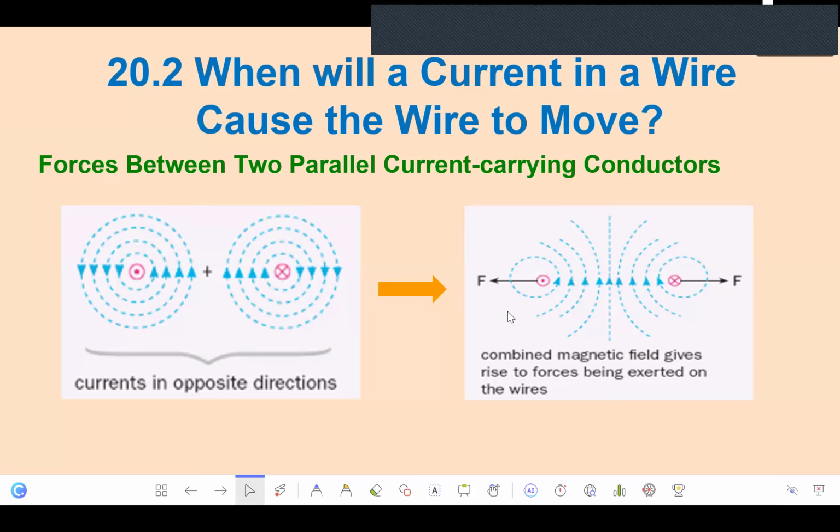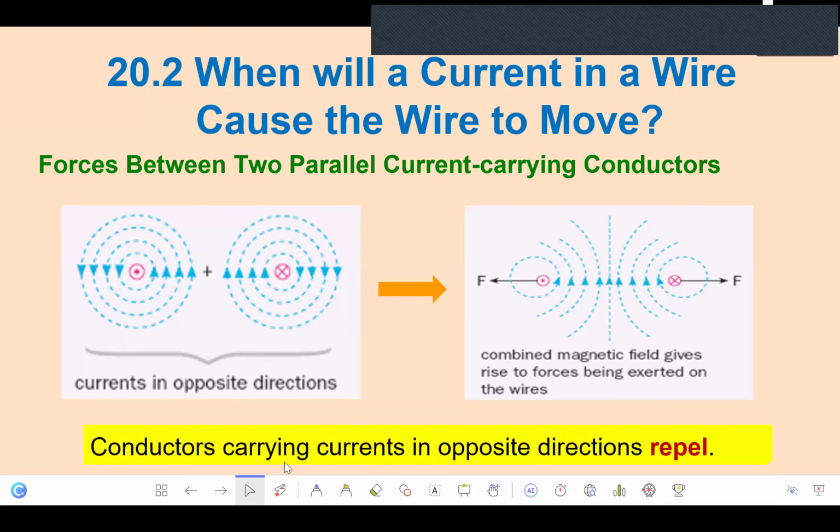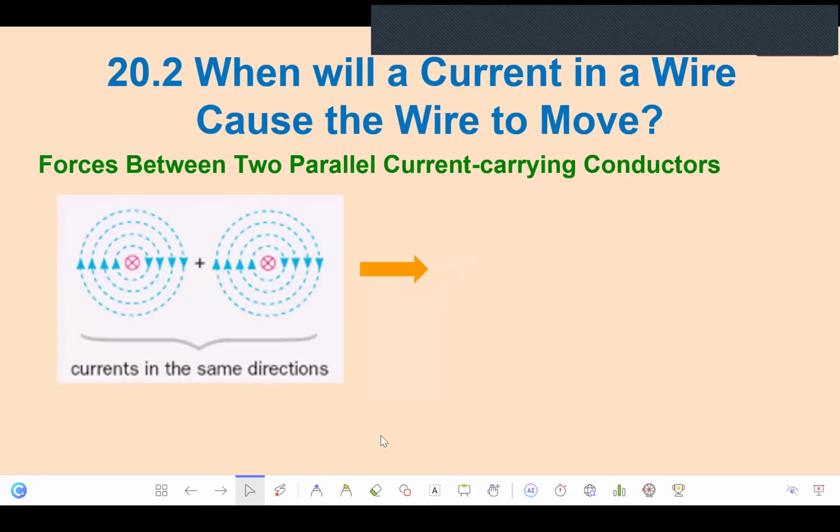Okay, you need to roughly know the magnetic field pattern will look something like this. Okay, so conductors carrying current in opposite directions will always repel each other. They don't like the opposite gender. They will repel each other. Okay, so what happens over here when they are moving in the same direction?